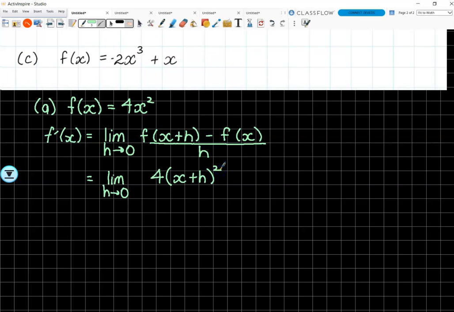Are we happy with that? It says minus, I put minus. It says minus f of x. What is f of x? 4x squared. I would argue we haven't really done anything mathematical at the moment. Well, a little bit of sub, but really we're just copying.